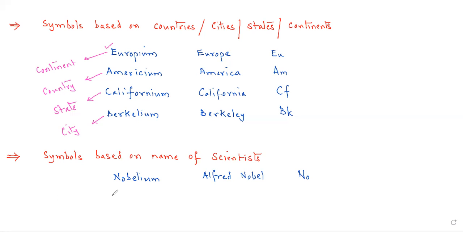And there is one more scientist, of course. Einsteinium. One more scientist. The name of the scientist is Albert Einstein, isn't it? See, the name of the scientist is Albert Einstein. Based on his name, an element is given the symbol ES. So this way, many elements are given symbols based on the names of the scientists.